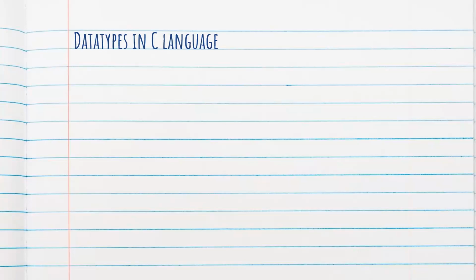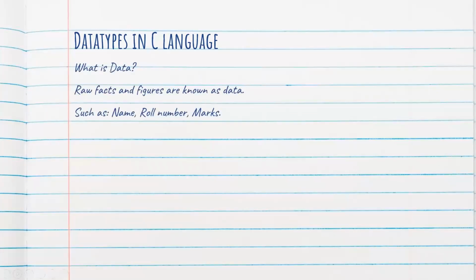So first of all, we'll be discussing data. Data is a set of raw facts and figures. For example, a student has a name, a roll number, and marks. So this is the data of a student. Similarly, there are different types of data. Data can be represented in the form of text. It can be represented in the form of numbers. It can be in the form of audio, video, and images. And programs can store these data types.